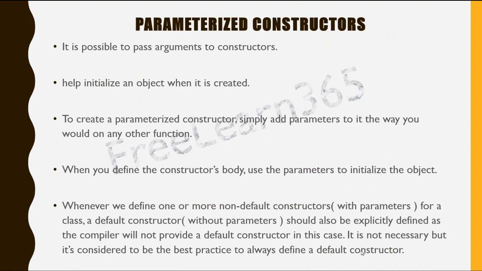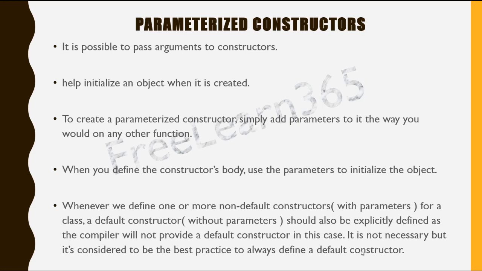We know in default constructor, we do not pass any arguments. But it is possible to pass arguments to constructors. That kind of constructors are known as parameterized constructors. The arguments that we pass to the constructor help initialize an object when it is created. To create a parameterized constructor, simply add parameters to it the way you would do on any other function. When you define the constructor's body, use the parameters to initialize the object.